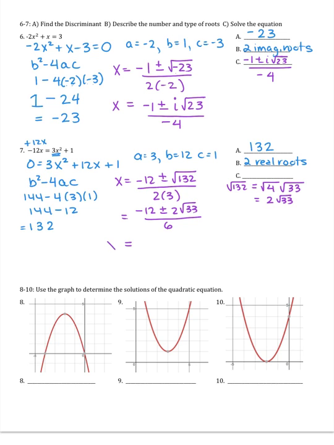And at this point, I want to break it up. So I have negative 12 over 6 plus or minus 2 rad 33 over 6, and I can then simplify each fraction individually. So negative 12 over 6 is 2 plus or minus, so the 2 and the 6, this becomes rad 33 over 3, and that would be your final answer. So we have 2 plus or minus square root of 33 over 3.